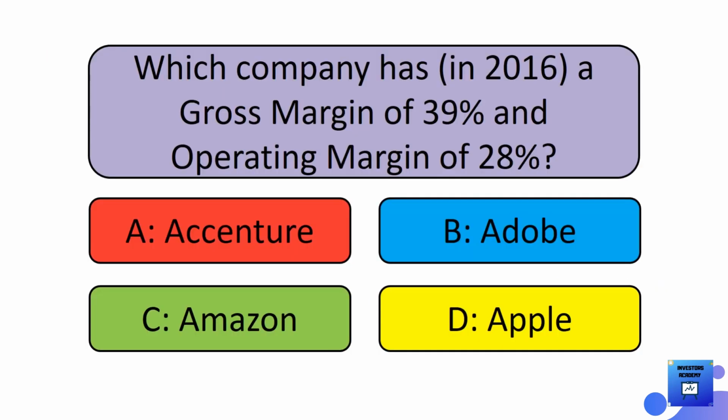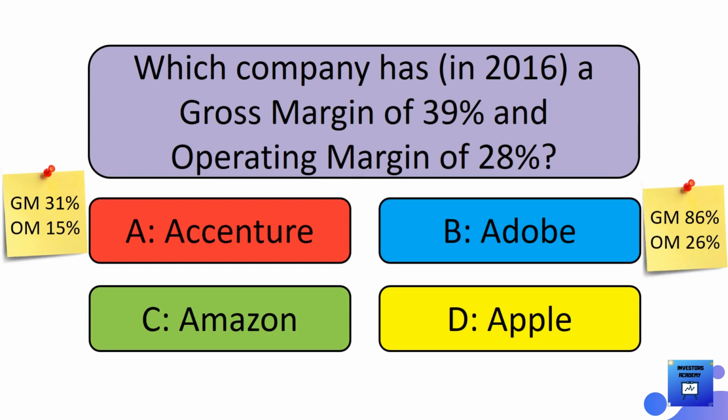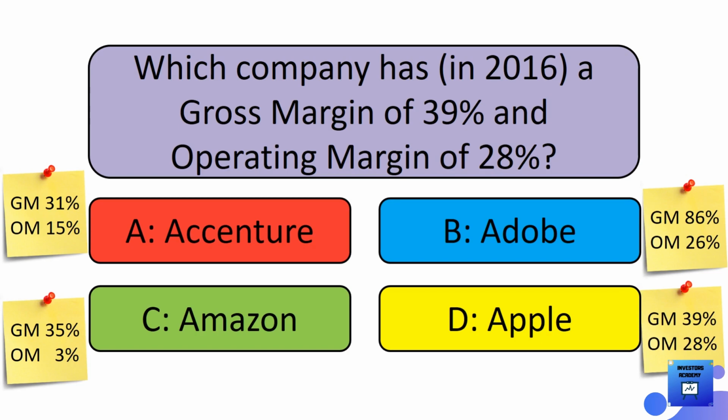In this video we have gone through the definitions and calculations for gross margin and operating margin. Accenture's gross margin is 31% of revenue and operating margin 15%. Adobe's gross margin is 86% and operating margin 26%. Amazon's gross margin is 35% and operating margin 3%. Apple's gross margin is 39% and operating margin 28%. So the answer to our quiz question is D.